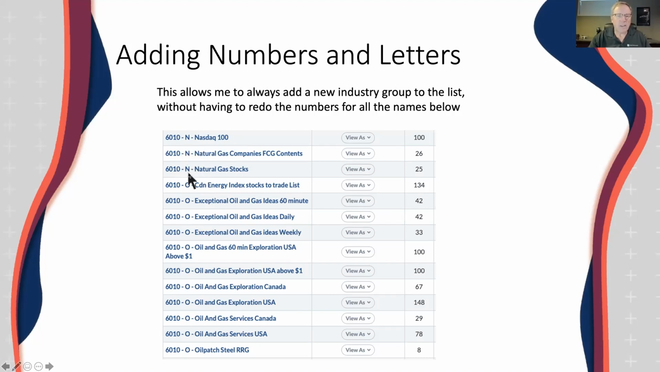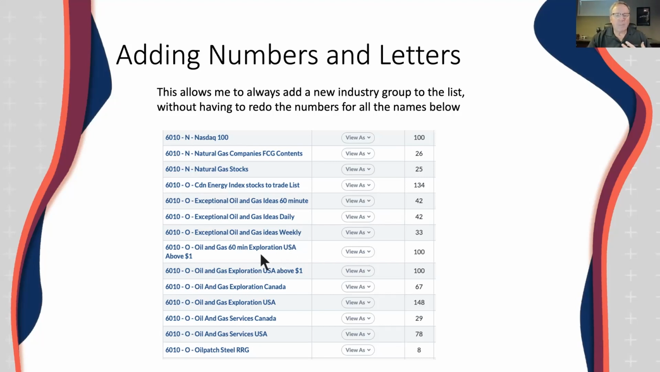And just by using the N at the front, I can control everything. And then Canadian energy stocks, exceptional oil and gas, 60-minute chart. So all the charts in this list are on my 60-minute time frame. All the charts in this are on a daily, and all the charts of this are on a weekly.